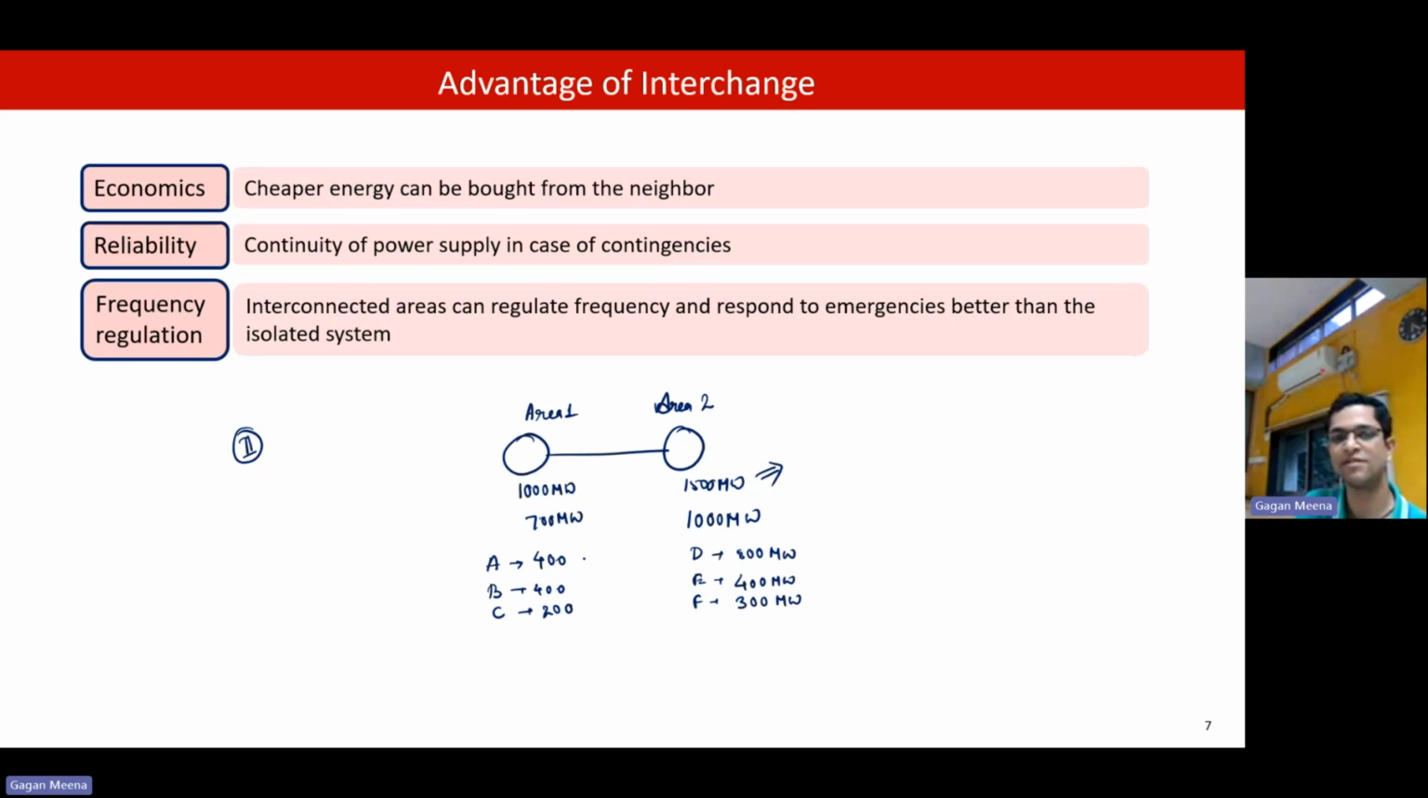And now cost-wise, if we see, this is rupees 2 per unit. This is rupees 7 per unit, and this is rupees 3 per unit. Just like this, it's just per unit. This is rupees 1 per unit, 1.5 per unit, and rupees 9 per unit.